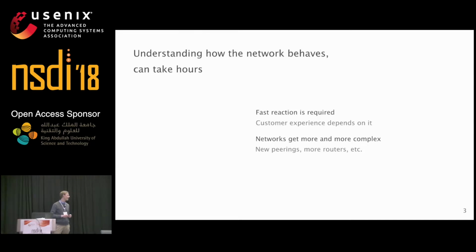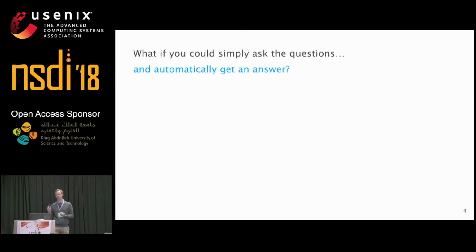So wouldn't it be nice if the network operator could skip this step of trying to understand what the network does and go directly to controlling the network? So what if the network operator could simply ask the question, where is the traffic leaving in New York coming from, and automatically get an answer?